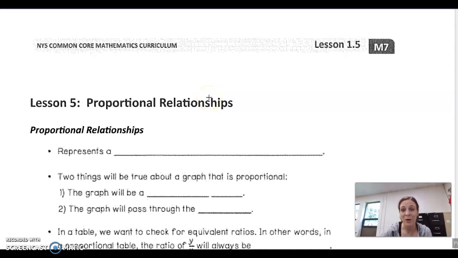Lesson 5, 1.5 in Module 1 here is on proportional relationships. You can see I'm in my classroom right now, so no cameos by Jack today. But this is going to wrap up what we've been talking about with proportional relationships and the different ways we can represent them. So let's get right into it.